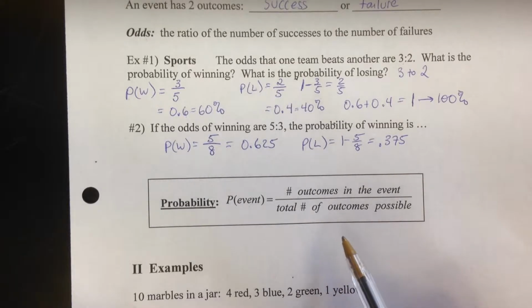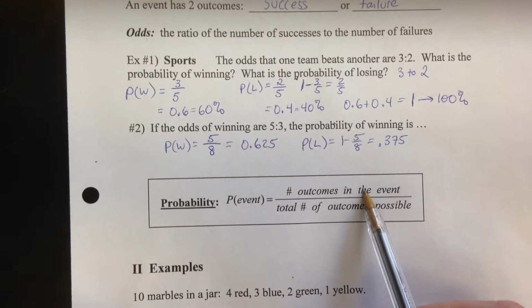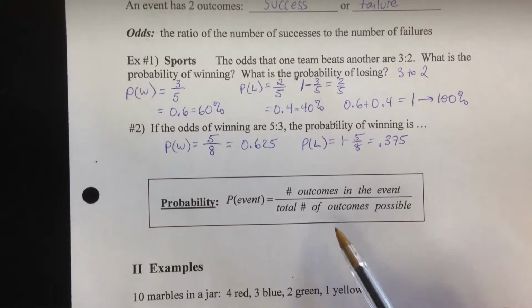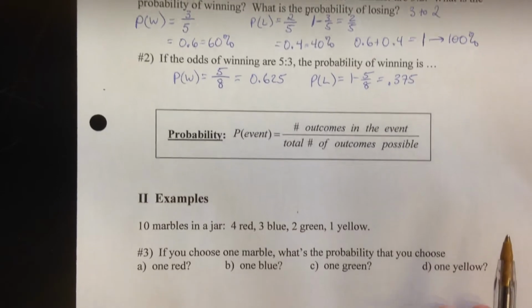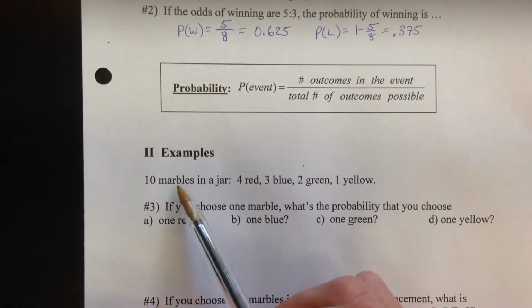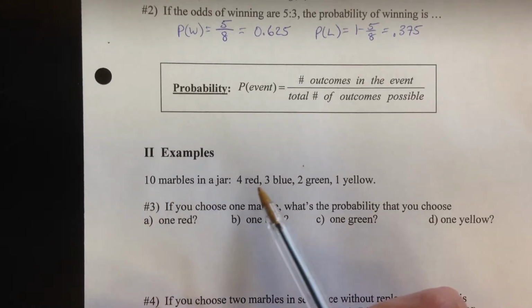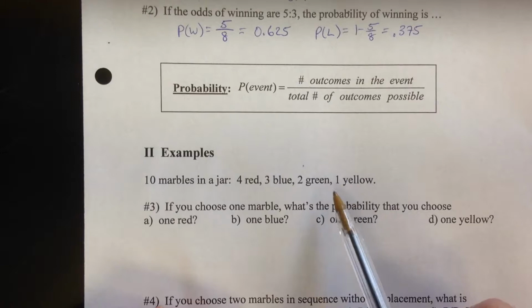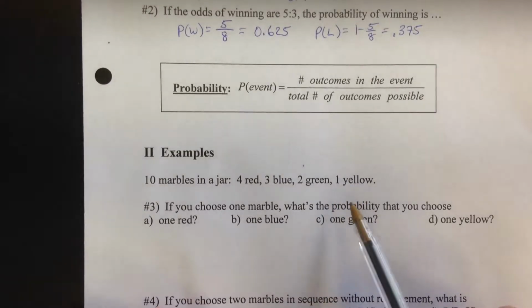So if we're talking about success, the probability of success is the number of ways to succeed divided by the total number of possible ways of doing something. So that would be the successes plus the failures. Now, a classic example of this is marbles. Okay, so let's say here's the situation. We have 10 marbles in a jar, 4 red, 3 blue, 2 green, 1 yellow. And if you add that up, you have 10 marbles.